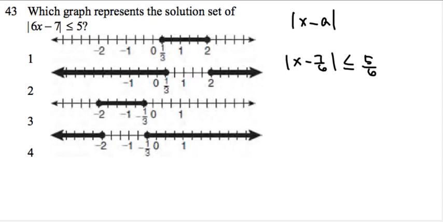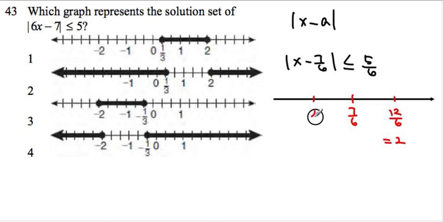So if I have to draw the number line, the middle number would be equal to this number, 7 over 6. Distance has to be less than or equal to 5 over 6, which means we have to add 5 over 6 here. Then 5 over 6 plus 7 over 6 would be 12 over 6, which is equal to 2. And if I subtract 5 over 6, we end up getting 2 over 6, which is equal to 1/3. So I'm looking at 1/3 to 2.